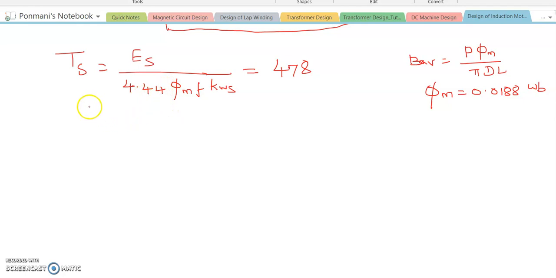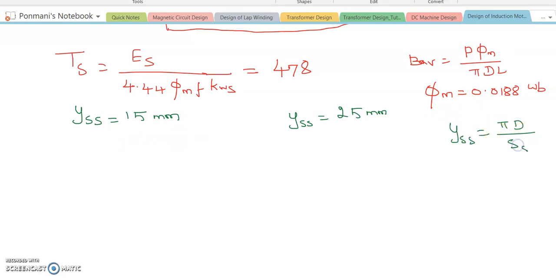So that we can calculate the number of slots. To calculate the number of slots, we will be calculating from the slot pitch Yss, and also from Q. So for Yss equal to 15 mm and another value of Yss equal to 25 mm, for these two values we will be calculating the total number of slots. You know the equation for the stator slot pitch, which is pi D by Ss, where Ss is the total number of slots. So this is the total number of slots we are going to calculate.